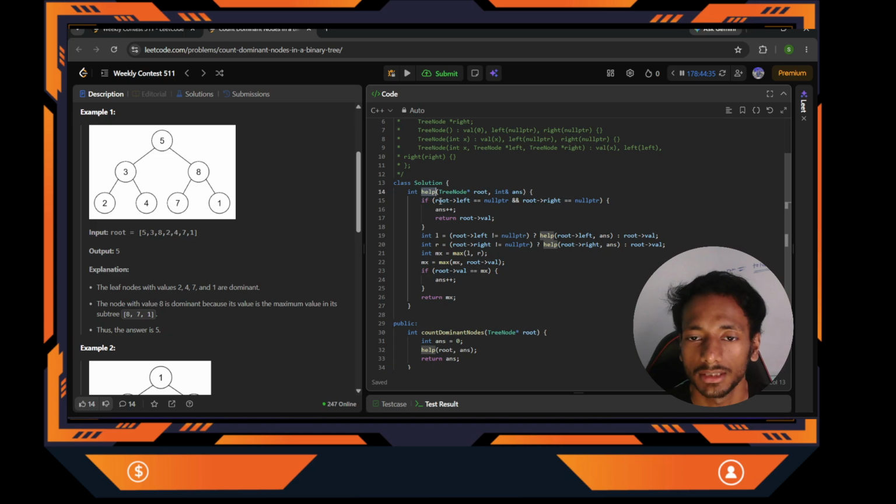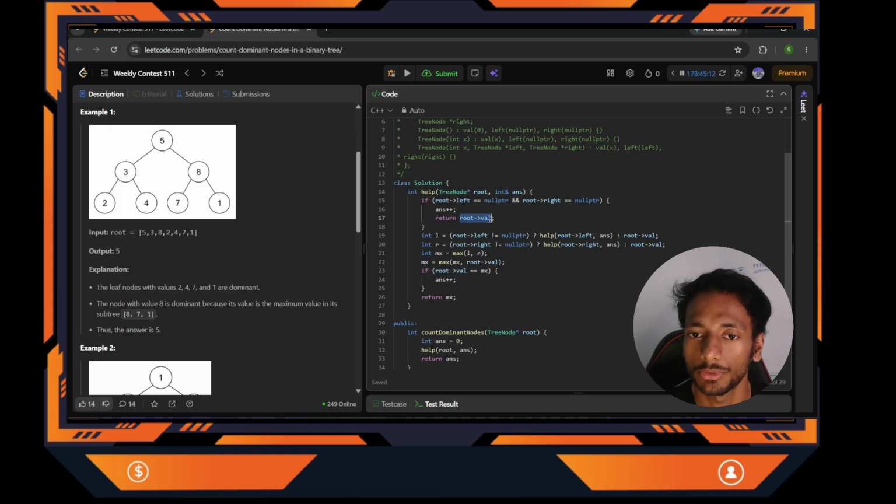I'll check whether the node I currently have is a leaf level node or not. Leaf level node means there is no left child and no right child. That means we can't take any decision about the maximum value in the left subtree and the right subtree. So for that case, this will anyway be a dominant node, because the current node value is the maximum value. So I'll check if the left child is null and the right child is also null, which means this is a leaf level node, and increase our answer by 1 and return the current node value.